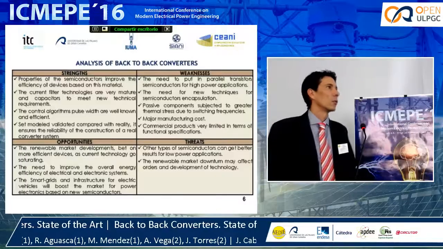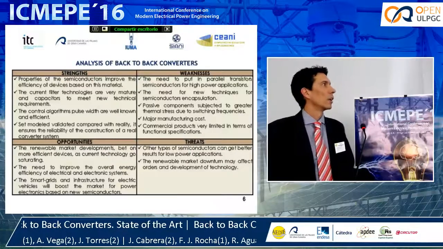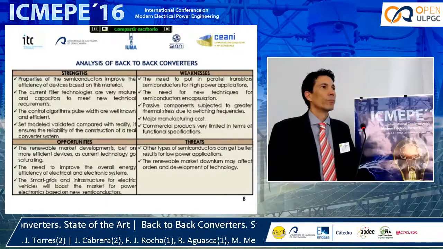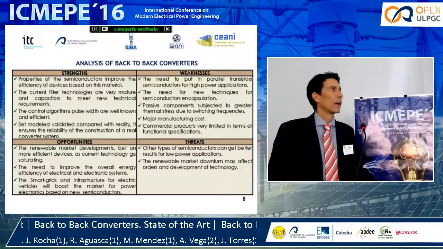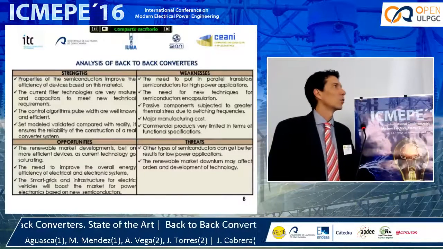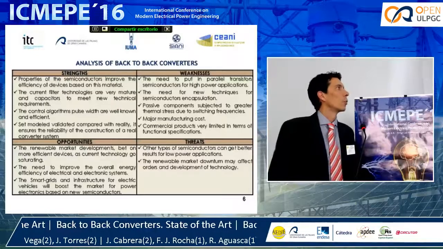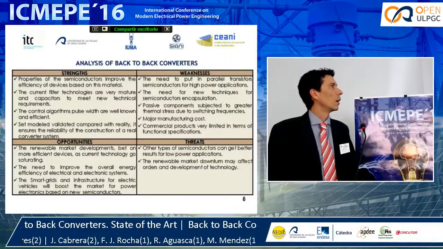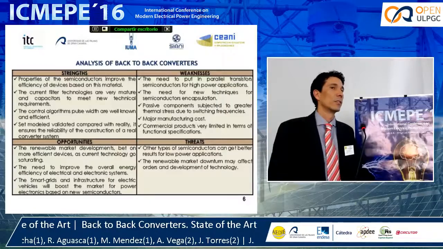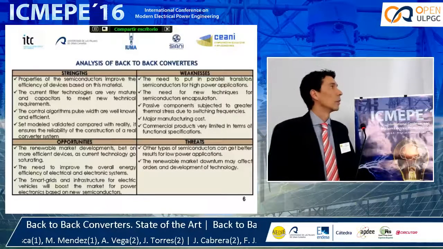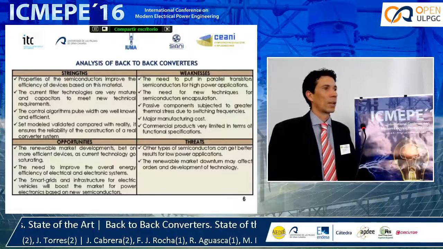It is extending the use of silicon carbide semiconductors, not only gallium arsenide or silicon germanium. Well, there are new semiconductors, and it's important to study how we can incorporate them into these applications. As for threats, a renewable market downturn may affect orders and the development of technology. This is a market, and it's necessary to assess where these converters can be used.